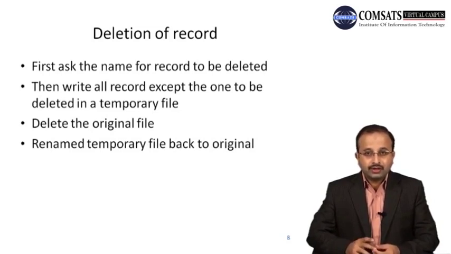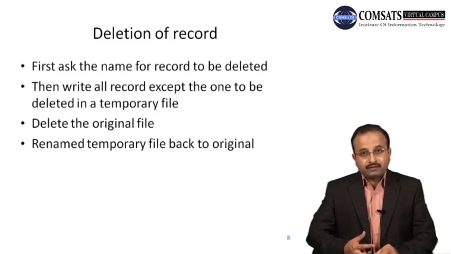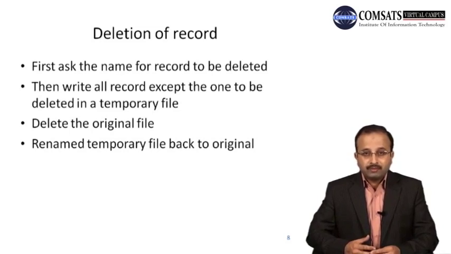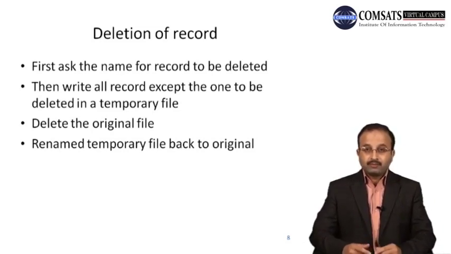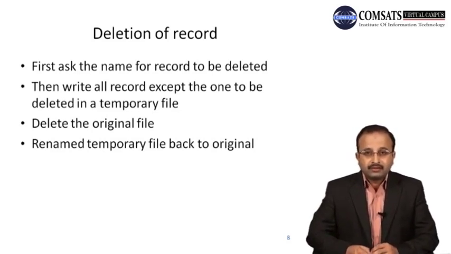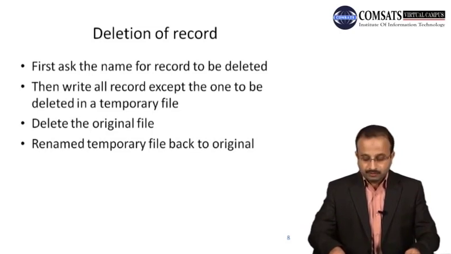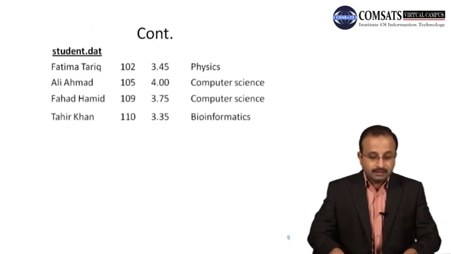Then the temporary file contains all the records except the record whose name is the same as that input by the user. Then you close both the files, delete the original file, and rename the temporary file back to the original file. For example, your original file name was employee.dat, and you created a temporary file temp.dat. After writing all the records except the record whose name is the same as input by the user, you close both files, then you delete the employee.dat file, rename temp.dat to employee.dat, and open that file again in rb+ mode. So this is the student.dat file.